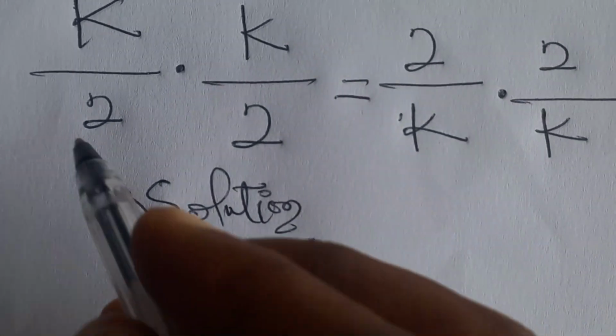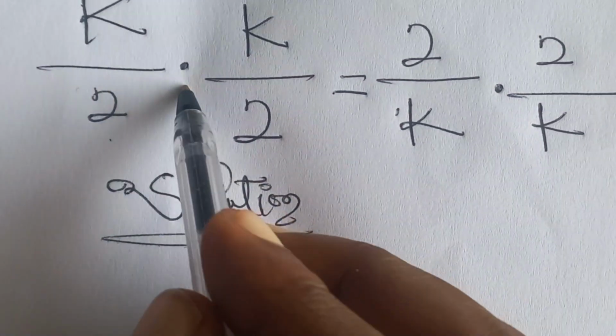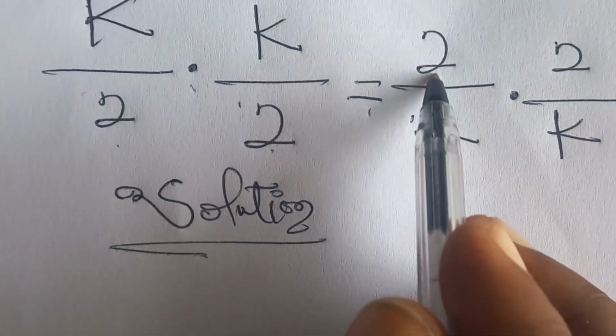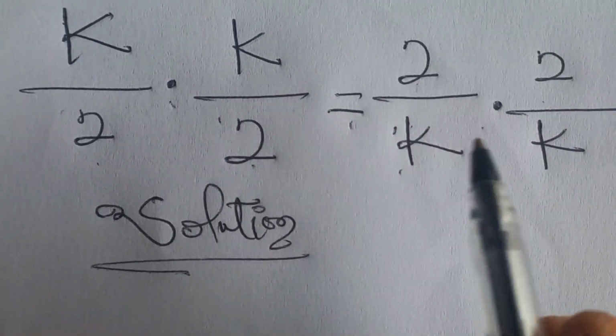So today we are solving for k in 2 multiplied by k over 2 is equal to 2 over k multiplied by 2 over k.